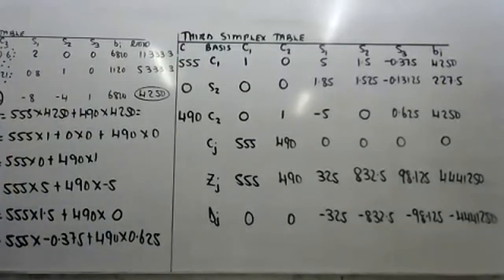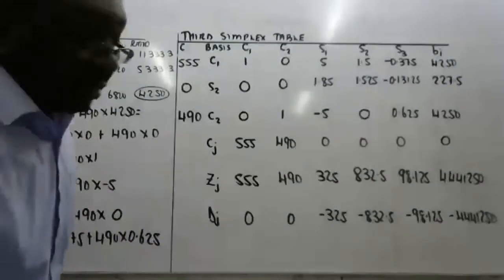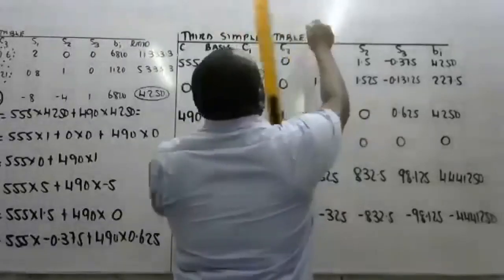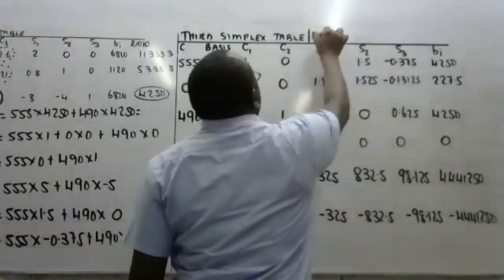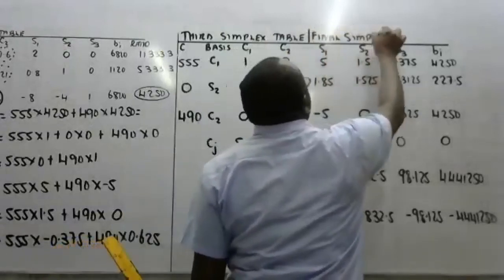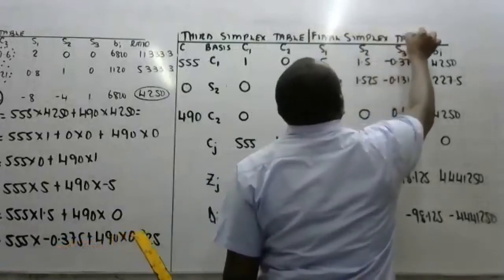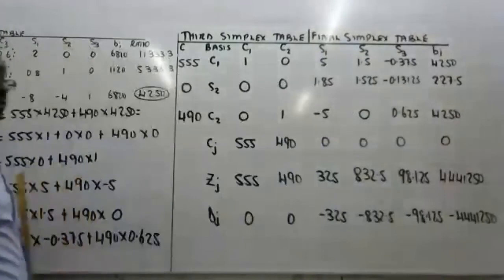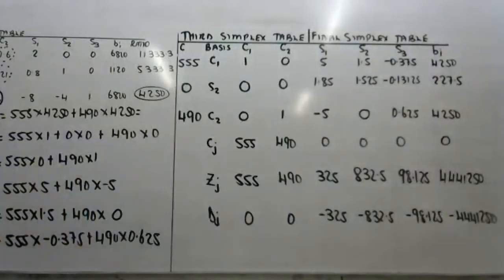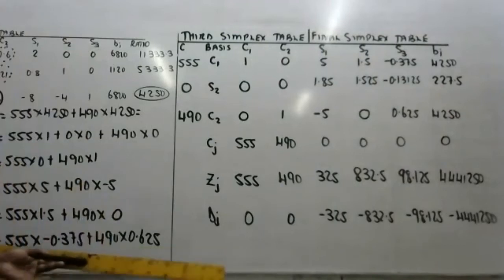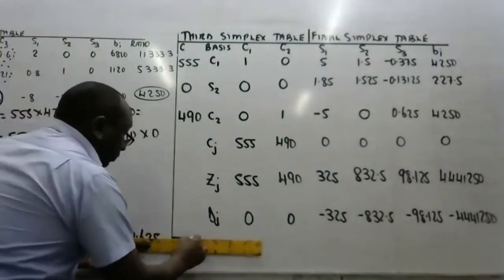So is our table optimal? Yes. So when it is optimal, you rush back here and baptize it again. You call it final Simplex table. Final Simplex table. So solution.